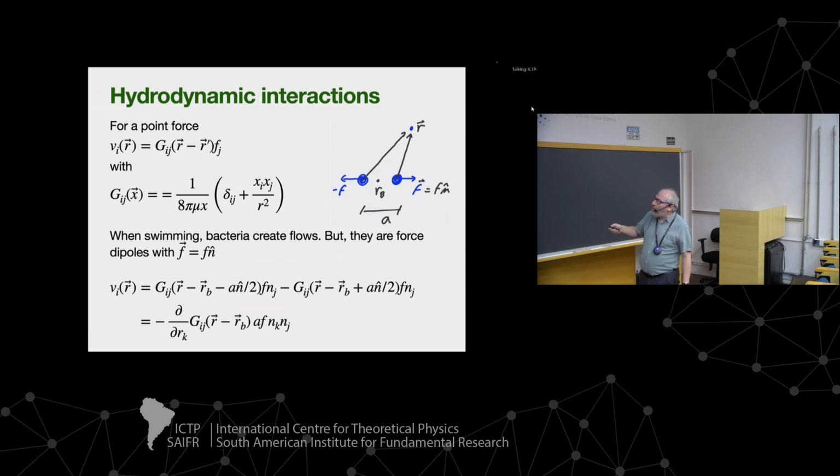You have a minus, and here another minus, because it's this minus times this plus, you get another minus, and you have to sum the two terms, and you have A, F, NK, NJ. This NK comes from the Taylor series. And of course, you can continue. Okay, so this is the velocity field generated by the bacterium to first order.